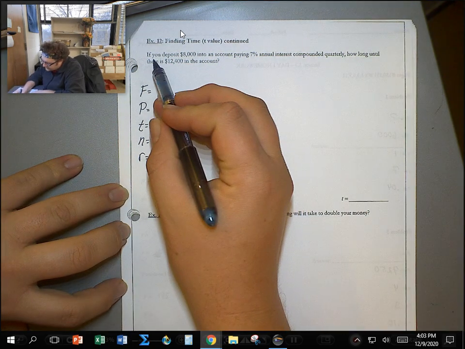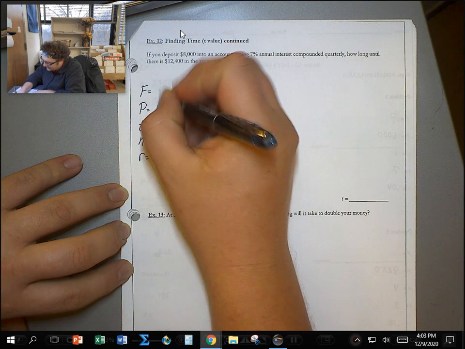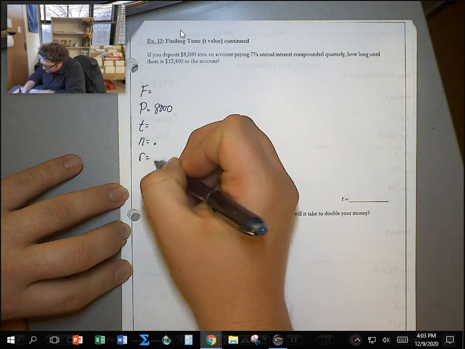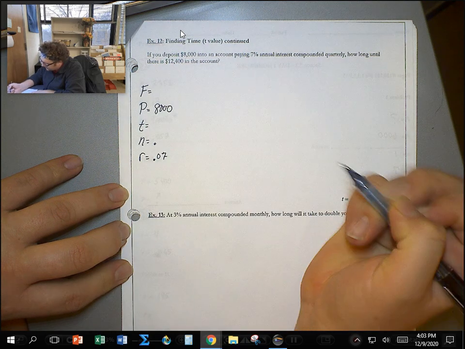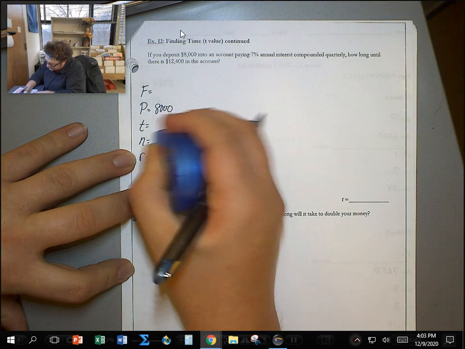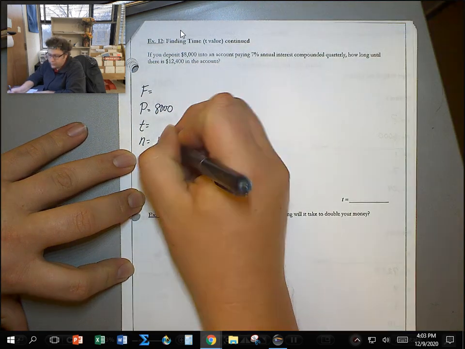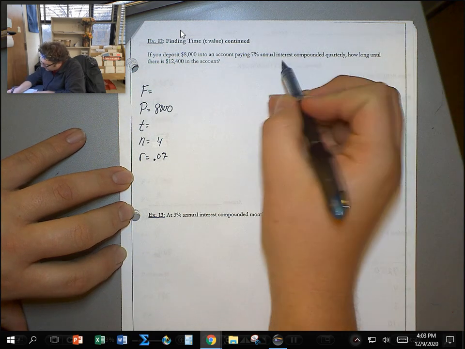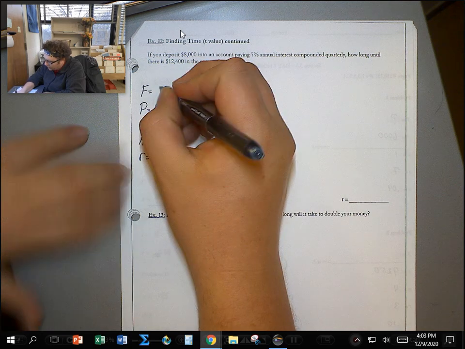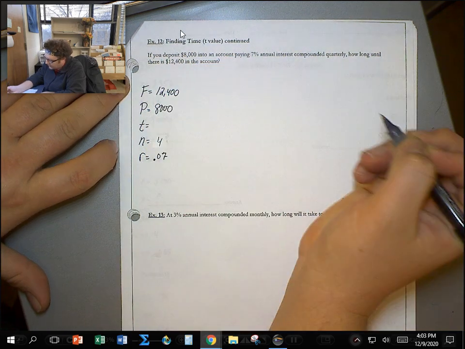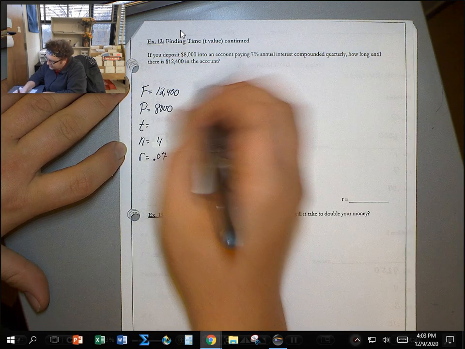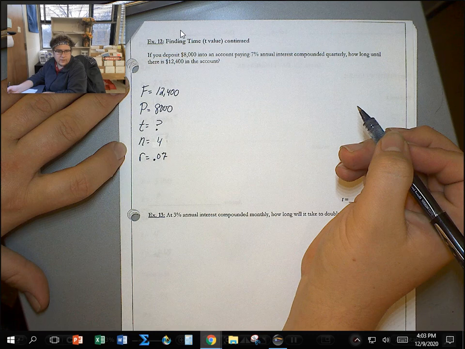Okay, this example says that if you deposit $8,000 into an account paying 7% interest, so we're going to go 0.07 there, compounded quarterly, so we've got a 4. It's not supposed to be a decimal point there, just a 4, good. Okay, so annual interest rate compounded quarterly, how long until there is $12,400 in the account? So I wrote down the final value of $12,400, initial value of $8,000, and we're trying to solve for T.